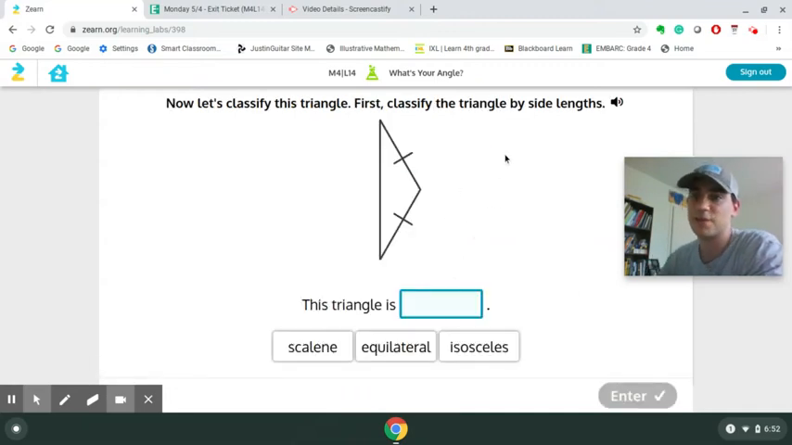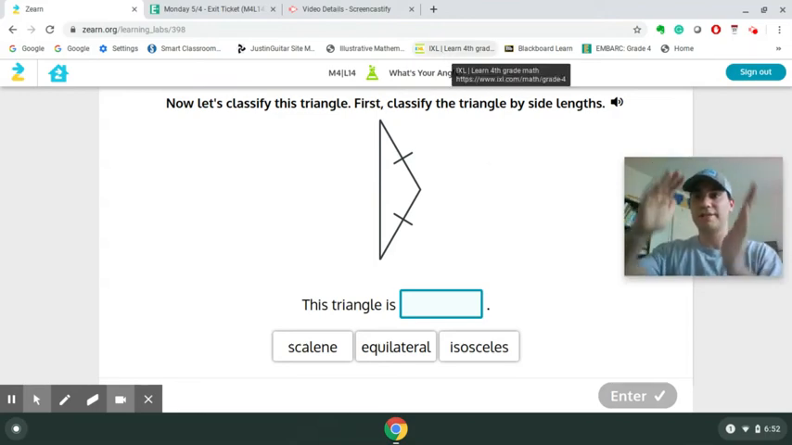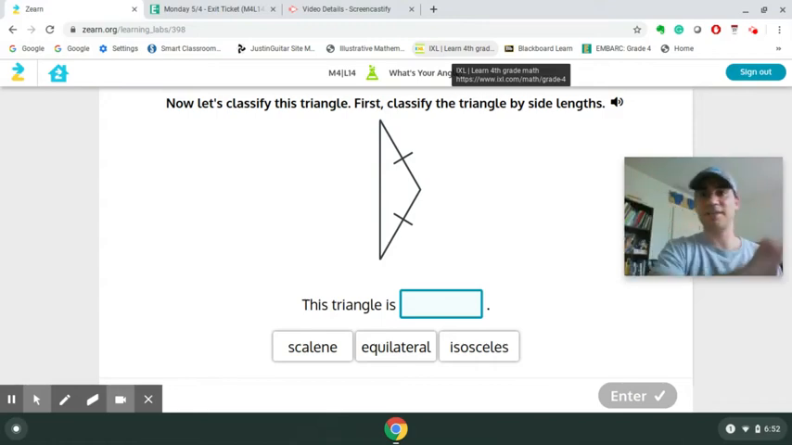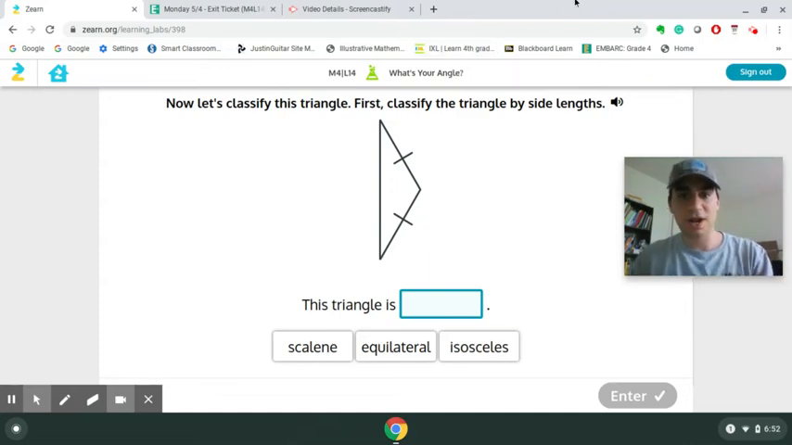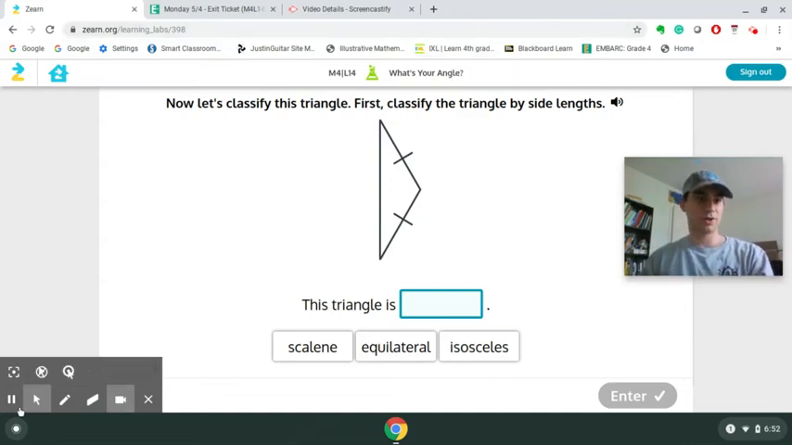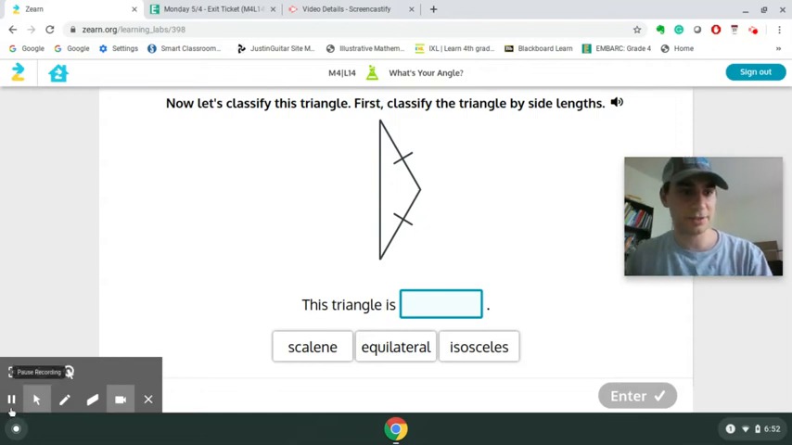Okay, this one's a really funky one for a couple reasons. Not only is it a little awkwardly shaped here, but it's also oriented or turned on its side. Okay, so the base isn't on the bottom. The base is facing to the left. So this triangle is a what? Pause the video, answer, and then check your work.